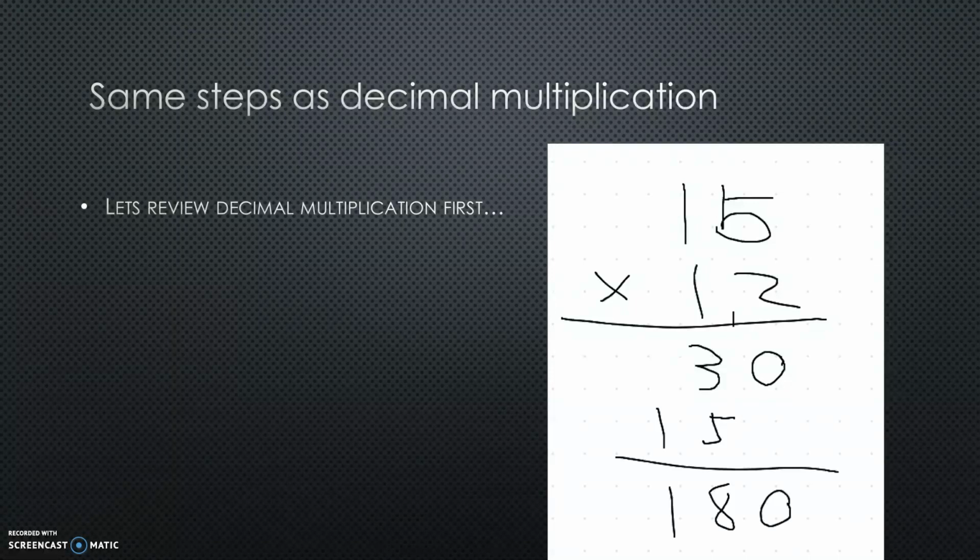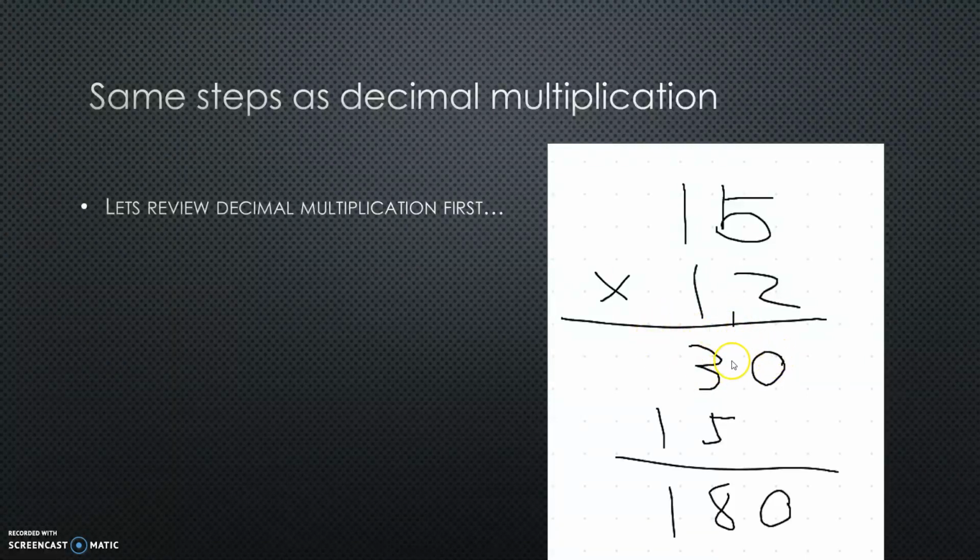Binary multiplication uses pretty much the same steps and the same algorithm as decimal multiplication. So let's review decimal multiplication first. The example I have is 15 and 12. We want to multiply 15 by 12. We look from the right to the left. The first number is 2 from the right, so we multiply 15 by 2 first. 2 times 5 is 10, so we have 0 here, and we get a carry 1 over here.